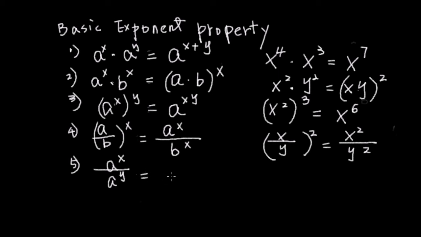The last one would be the same base again, but with different powers, and division. So we just simply keep the same base, but this time the exponents will be subtracted from each other, x minus y. And if we have x to the fourth power over x squared, it would be keep the x, the same base, but 4 minus 2, that's 2.